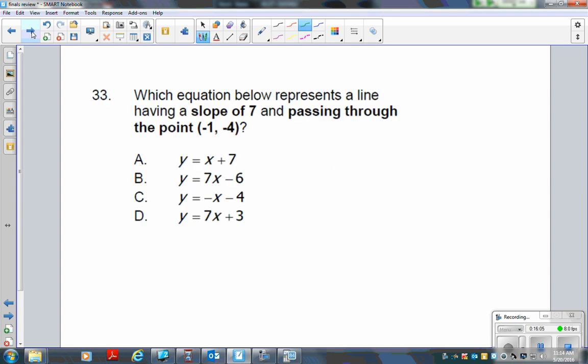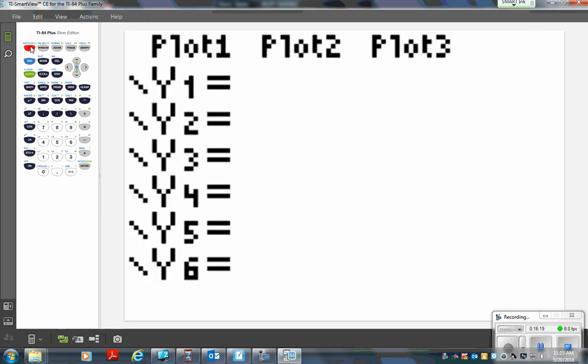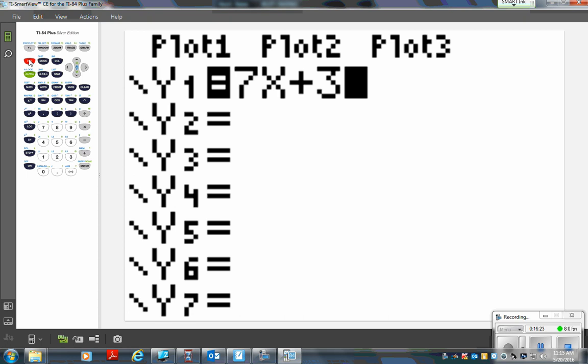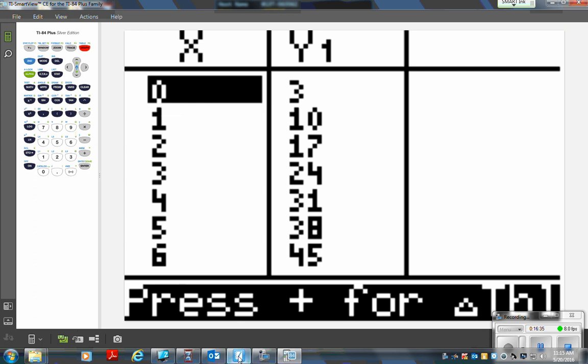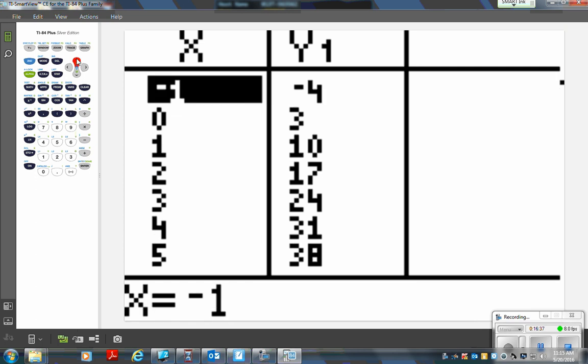All right, so we want something that has a slope of 7. But it also has the point -1, -4. So let's go ahead and graph this one, see if it has that point -1, -4. 7x plus 3. All right, and I'm looking for -1, -4. And there it is. The answer is D.